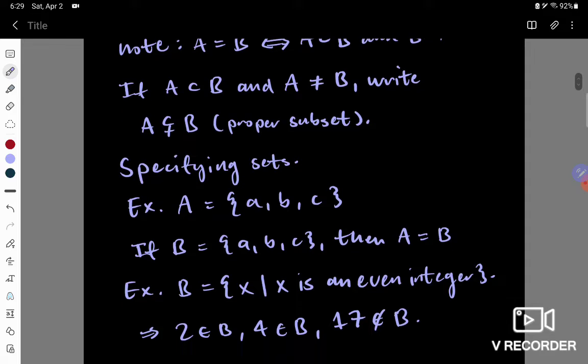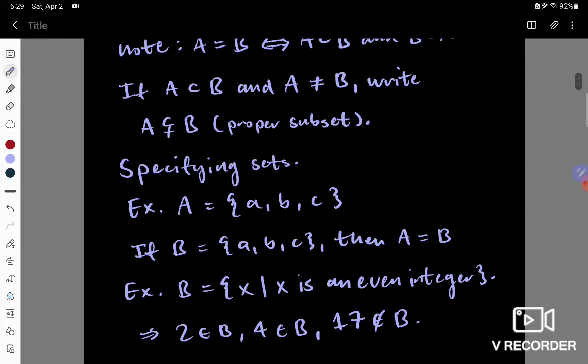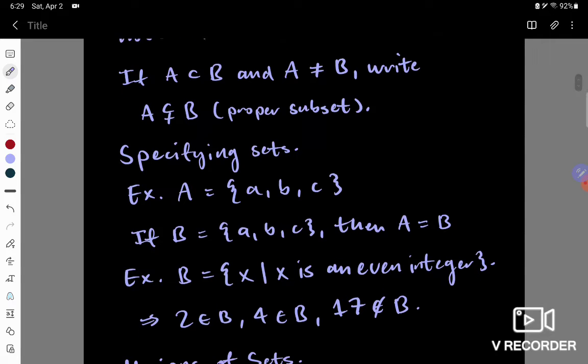Here's an example. So B can be equal to the set of all x, we read it like this, of all x such that, and then on the right-hand side of this bar, you specify the property that it satisfies: x is an even integer. So some elements that might be in the set, we know that 2 is in B and 4 is in B because those are both even integers, but 17, an odd integer, is not contained in B.